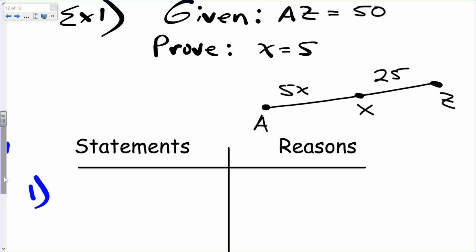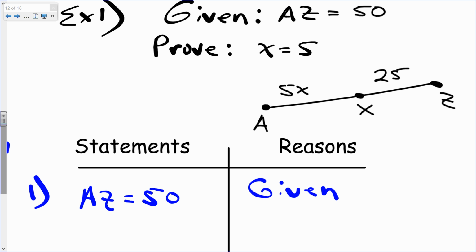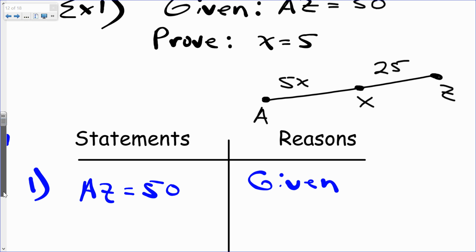By the way, Chang, what's always our first statement? Look at this. AZ is equal to 50. You always start off with your given. What gives you the right to say AZ equals 50? Well, what gives me the right is it's given. Statement 2.